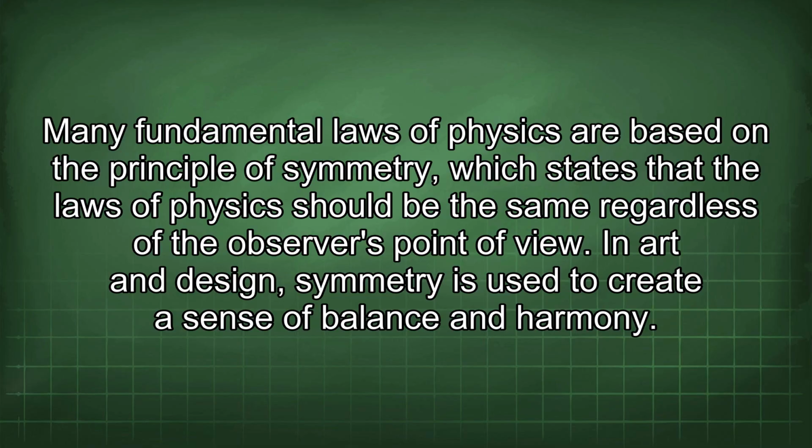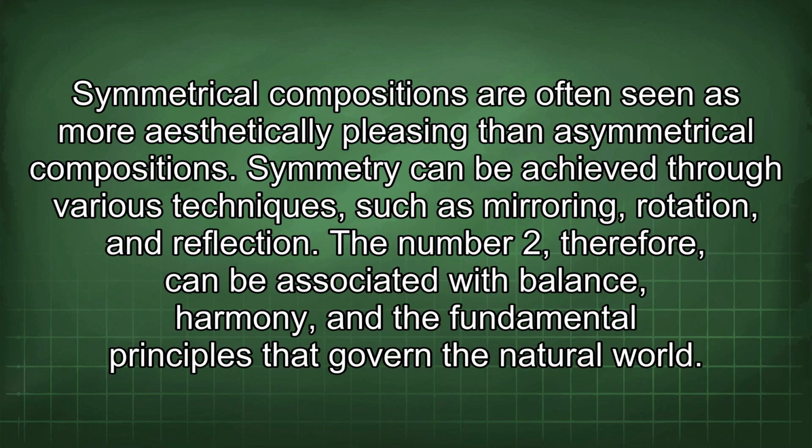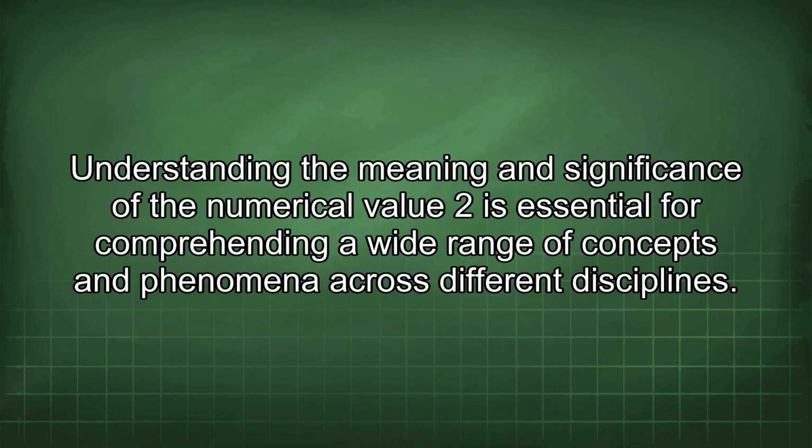In art and design, symmetry is used to create a sense of balance and harmony. Symmetrical compositions are often seen as more aesthetically pleasing than asymmetrical compositions. Symmetry can be achieved through various techniques such as mirroring, rotation, and reflection. The number 2, therefore, can be associated with balance, harmony, and the fundamental principles that govern the natural world. Understanding the meaning and significance of the numerical value 2 is essential for comprehending a wide range of concepts and phenomena across different disciplines.